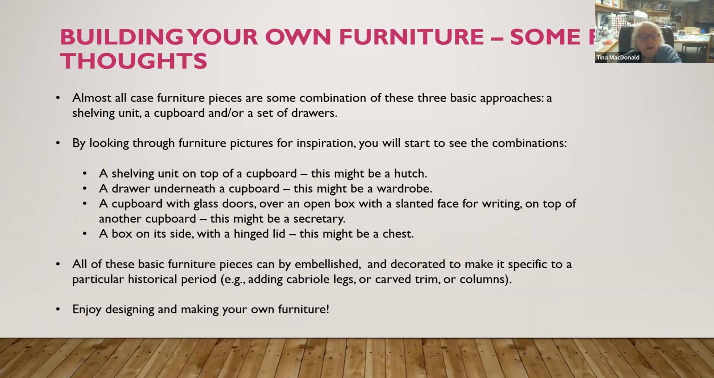So the last thing I wanted to talk to you about a little bit is that these are three basic approaches: a shelving unit, a cupboard, or a set of drawers. And you will start to see the combinations. If you put a shelving unit on top of a cupboard, you've got a hutch. If you put a drawer underneath a cupboard, it could be a wardrobe. A cupboard with glass doors over an open box with a slanted face on top of another cupboard might be a secretary. If you put a box on its side with a hinged lid, you've got a chest.